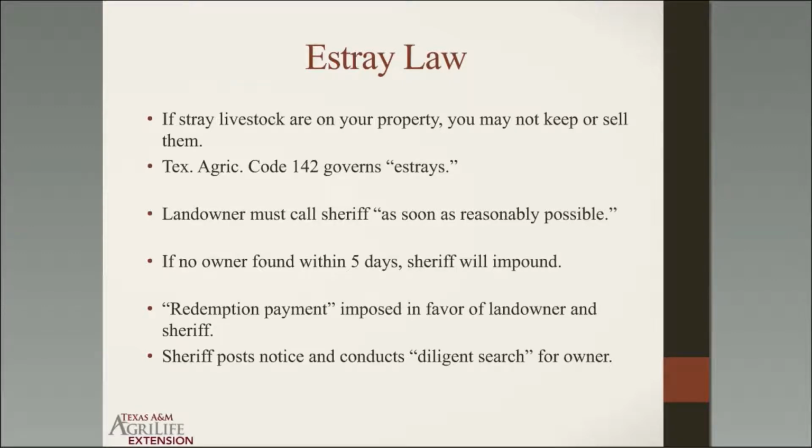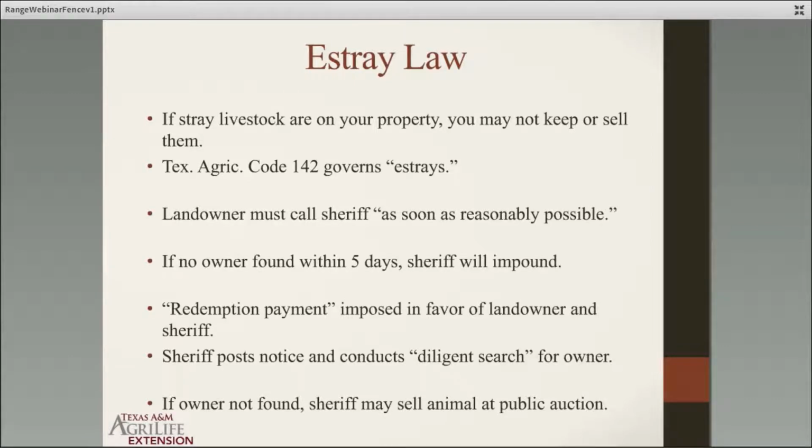So sometimes you'll see in the paper or on like the bulletin board at the courthouse, 5 black calves found on Farm to Market 1270 or whatever. That's why they do that. They've got to do this diligent search for the owner. If the owner is not found, the sheriff can sell the animal at public auction. So that's kind of how that works. Again, finders keepers is never a thing. The law says that that's what your options are.